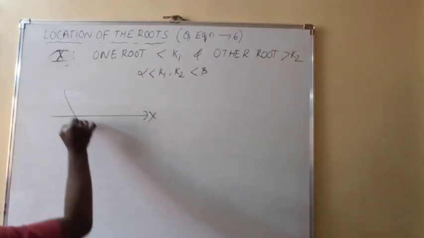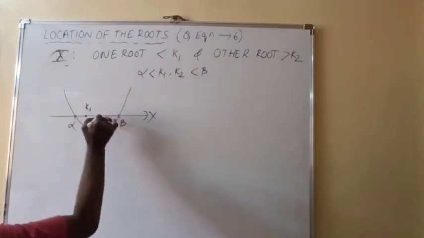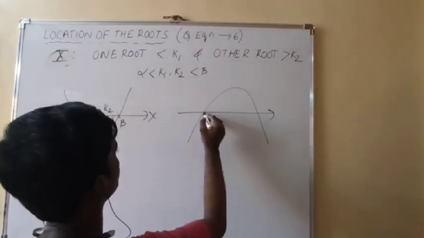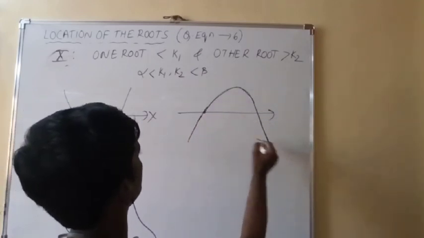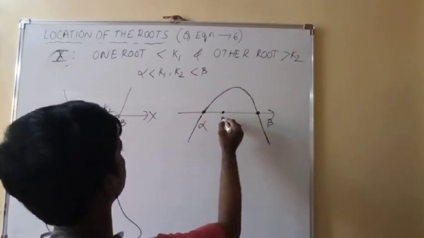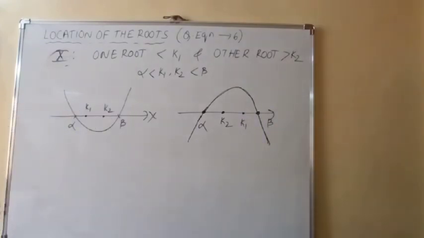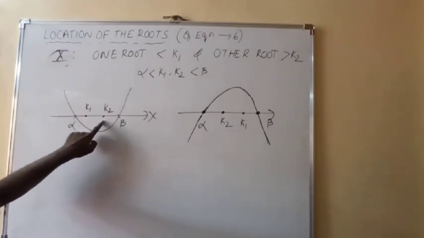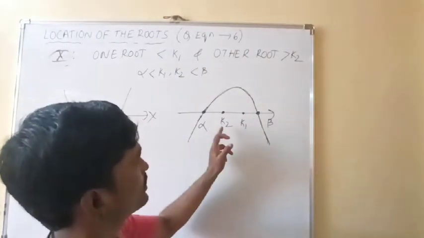So here we will get only two cases. This is alpha, this is beta, and this is k1, this is k2. So you may get like this. So this is our alpha, this is our beta, so k1, k2. See here, one root is less than k1, alpha less than k1. Other root is greater than k2, so beta greater than k2. Here also, one root alpha is less than k1, and the other root beta is greater than k2.